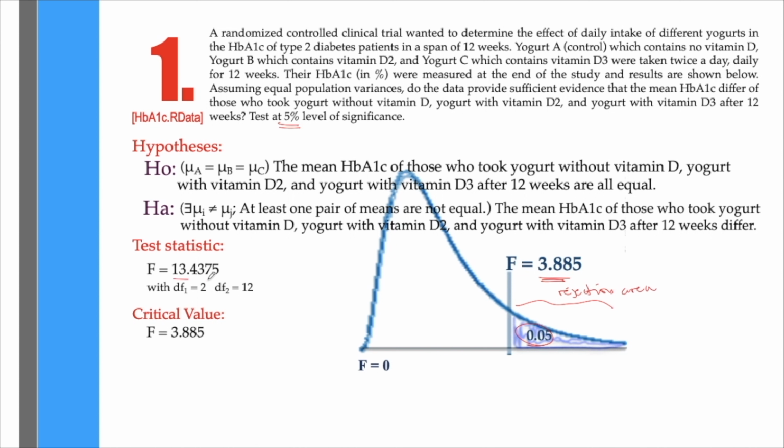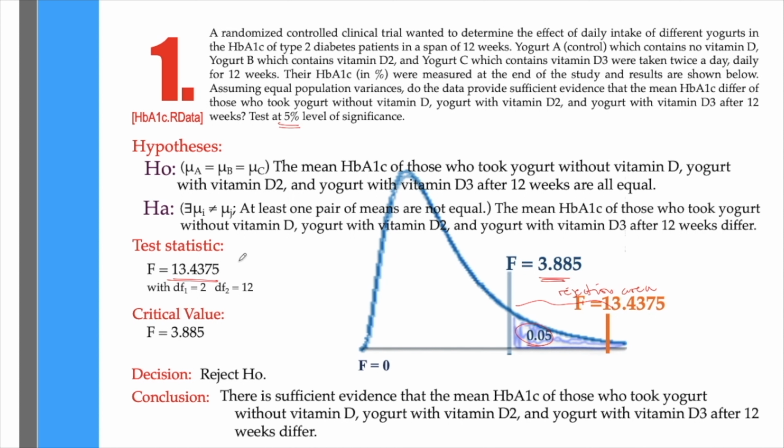Now, where is the 13.4375? Is it in the area of rejection? Yes, it is in the area of rejection. Thus, we can say that we're going to reject the null hypothesis and conclude that there is sufficient evidence, then state the alternative hypothesis that the mean HbA1c of those who took yogurt without vitamin D, yogurt with vitamin D2, and yogurt with vitamin D3 after 12 weeks differ.